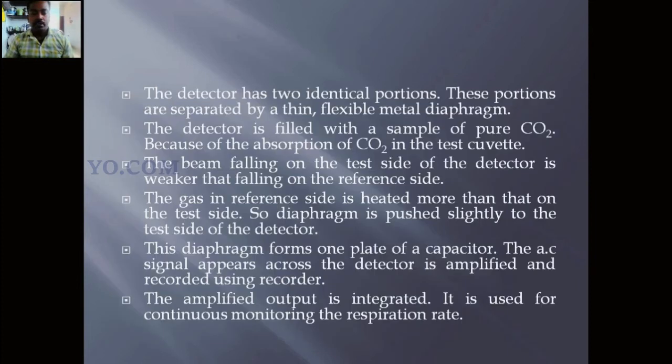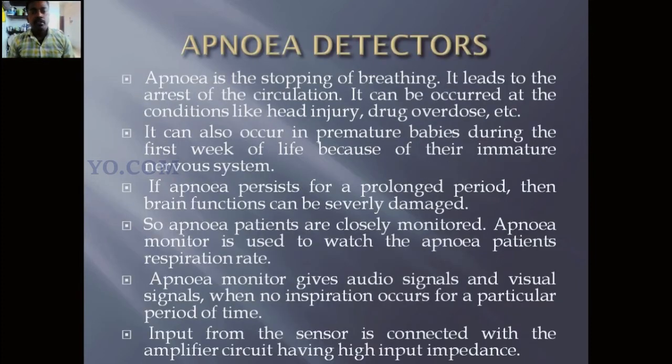Okay, right. Then apnea detectors. This is another detector that is also used for continuous respiration measurement. It leads to the arrest of circulation. It can occur in conditions like head injury, drug overdose, etc.